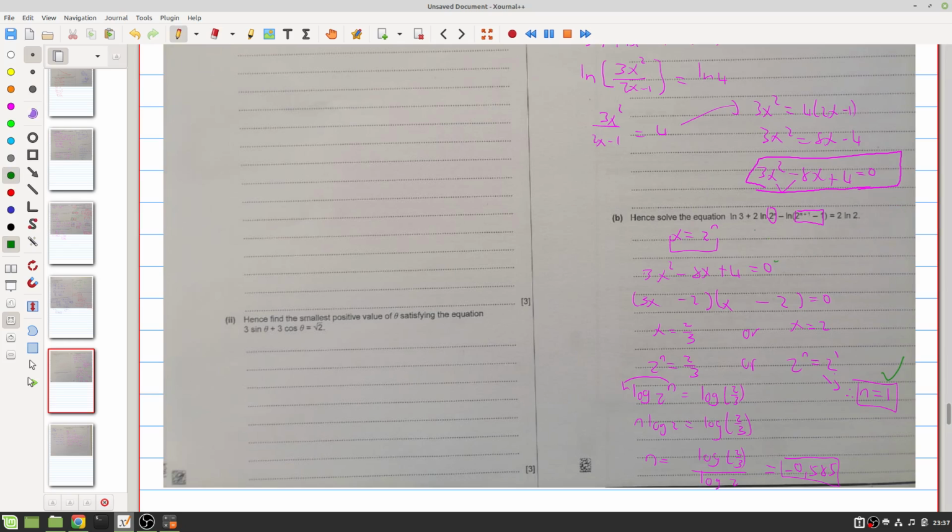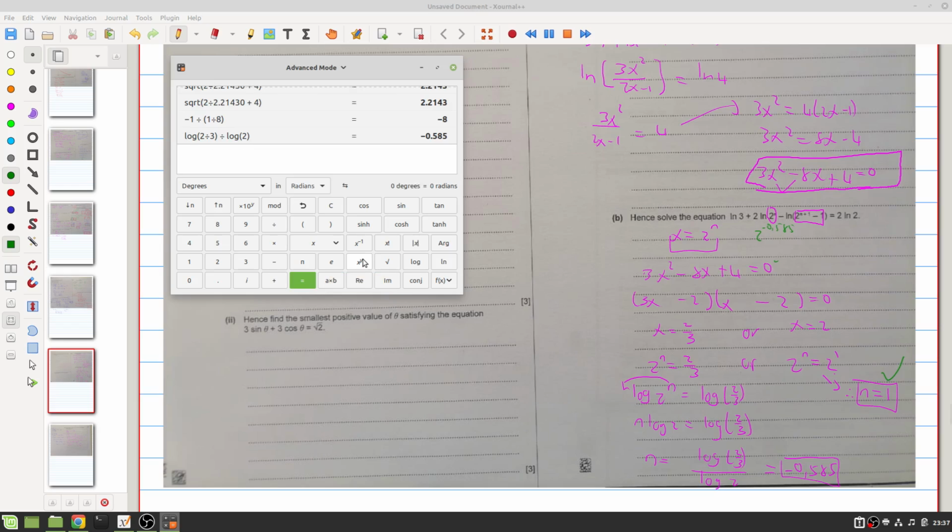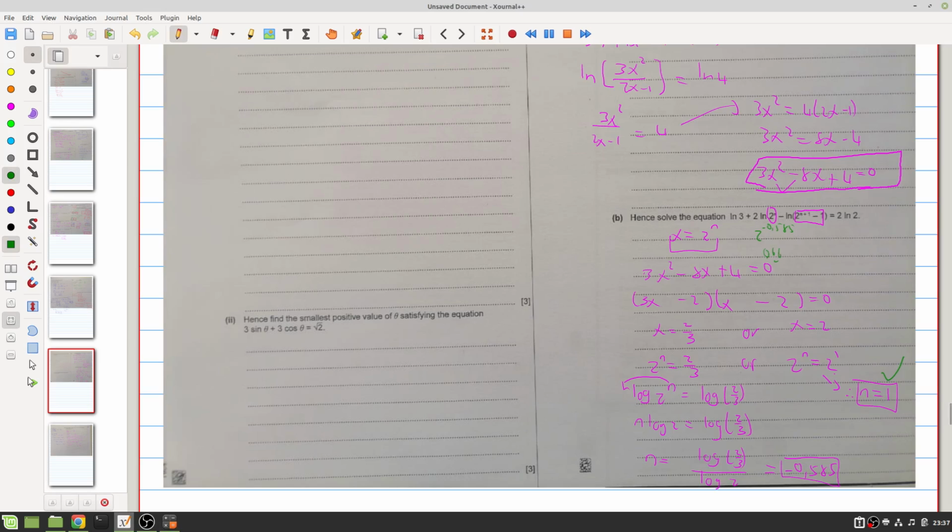Okay, so 2 to the power negative 0.585. Let's check that. That's definitely going to be positive, but let's just show that on the calculator. 2 to the power negative 0.585. That's 0.66 something. That is bigger than 0, yes.